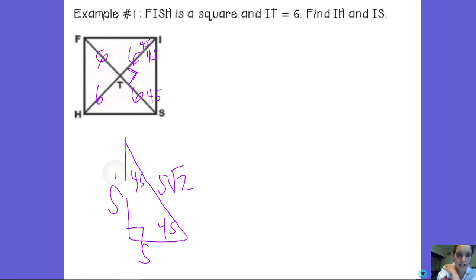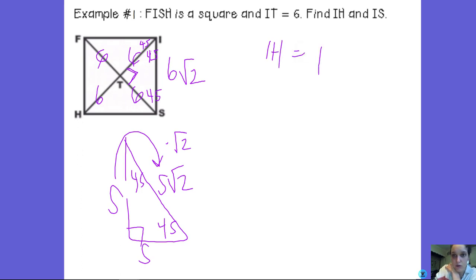If you have the short side, you're going to multiply by root 2 to get the hypotenuse. So 6 times root 2 is 6 root 2. So IH, the length of that whole entire diagonal, is going to be 12. I just double it. So both of the diagonals are 12. And then IS is going to be 6 root 2.